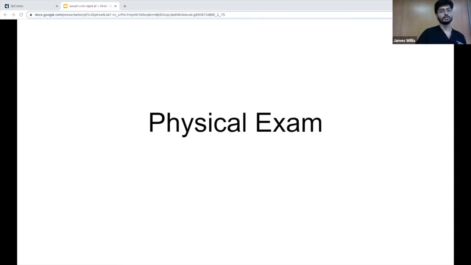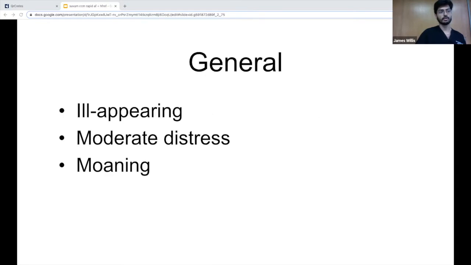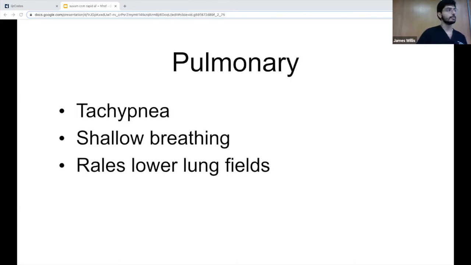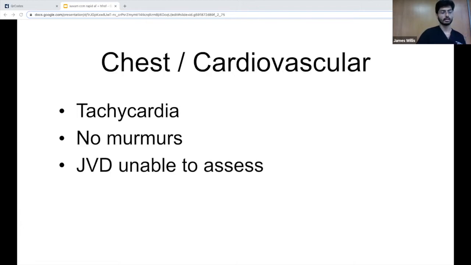And then we'll go into the physical exam for this patient. So the patient is ill appearing and in moderate distress, moaning. On head exam, no significant pallor is appreciated. They're atraumatic. Patient's tachypneic as identified earlier, with rales in the lower lung fields and shallow breathing. They're tachycardic, there's no murmurs.